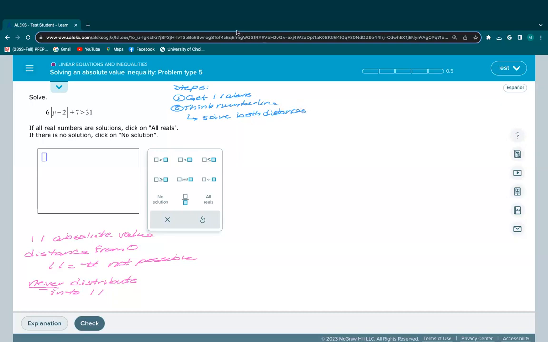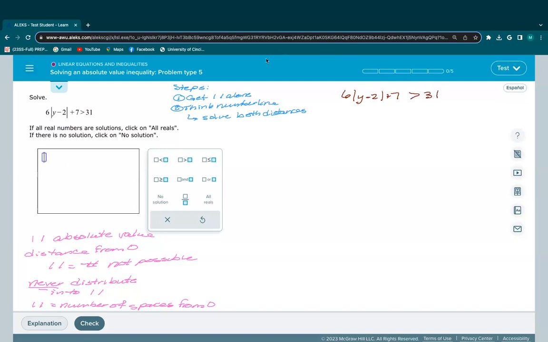All right, so adding in my pink, which I realize pink is not the easiest to read, I will maybe change the color. So absolute value equals number of spaces. That's just another definition of the distance from zero. So when we're doing these problems, we're going to start with the problem. So we have 6 times the absolute value of y minus 2, plus 7, is greater than 31.